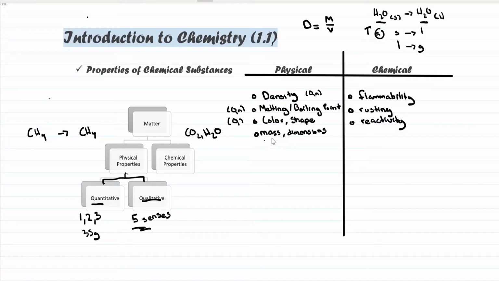And finally, the last one here is going to be mass and dimensions. Again, these have numerical values. Mass can be something like 15 kilograms, so it's numerical. And you can look at dimensions as 1 by 1 by 1, which is numerical as well. So this is going to be a quantitative property. All right, that sounds good.